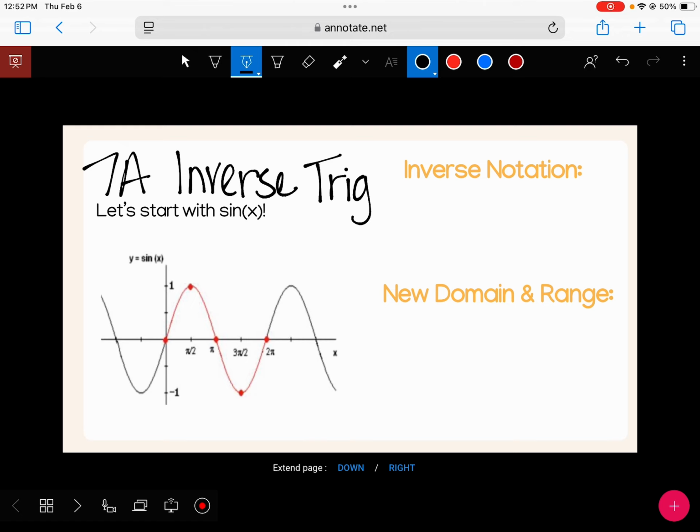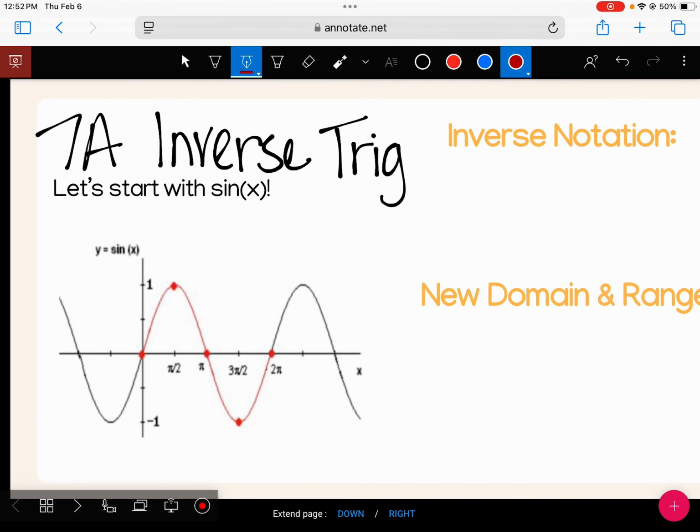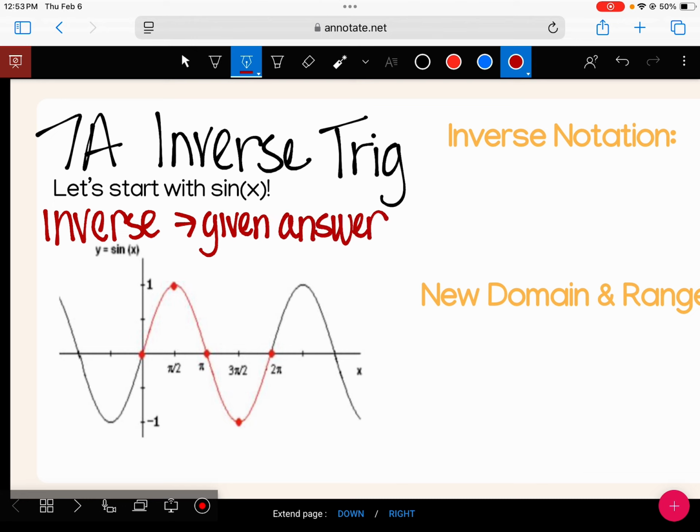So inverse asks a different question, okay? If you look at your chapter 6 quiz and test, we gave you an angle and asked you what sine or cosine was. But for an inverse it's backwards. Whenever we do an inverse, you are given the answer, and you have to provide the angle. That's the difference.